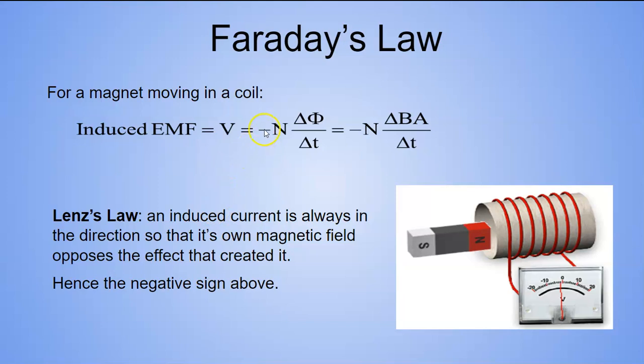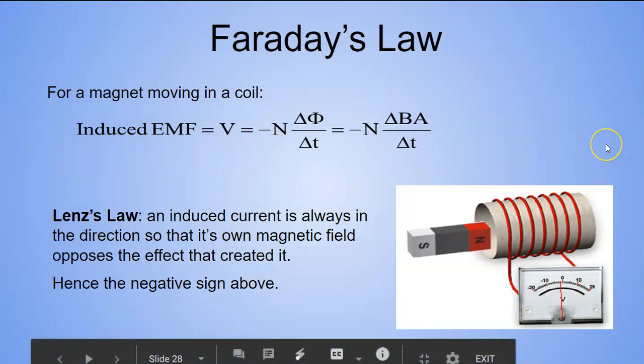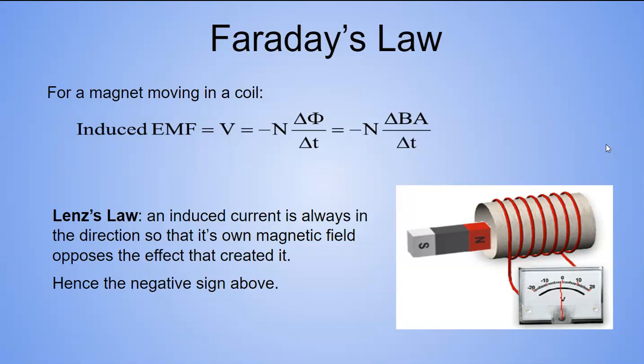Now, there is this negative sign right here. Like everything else in physics, a negative sign indicates direction. So that's just a thing to say you've got to go the other direction. And we call this Lenz's law. Basically here, an induced current is always in the direction so that its own magnetic field opposes the effect that created it. It's a directional thing, so we don't have to worry too much about it.